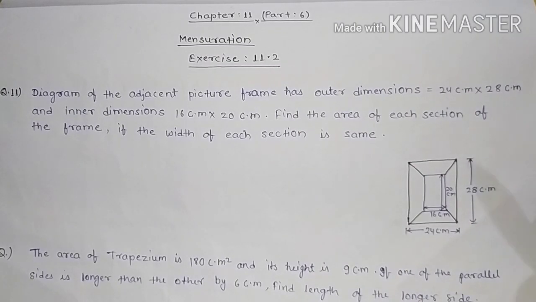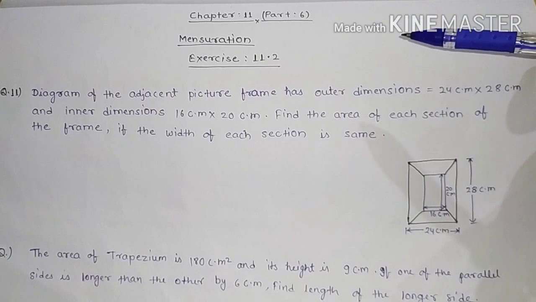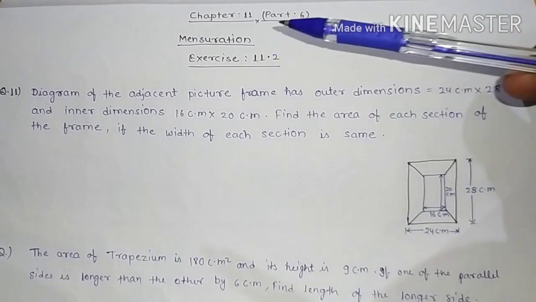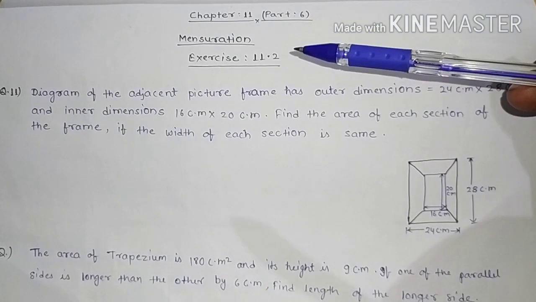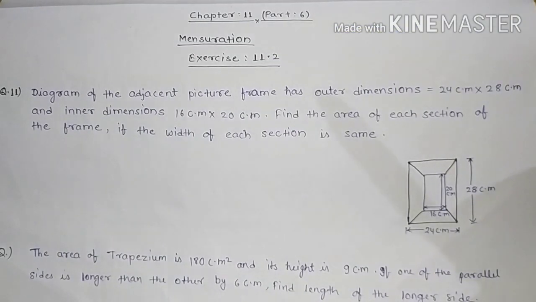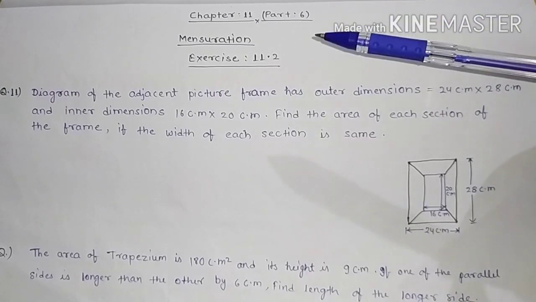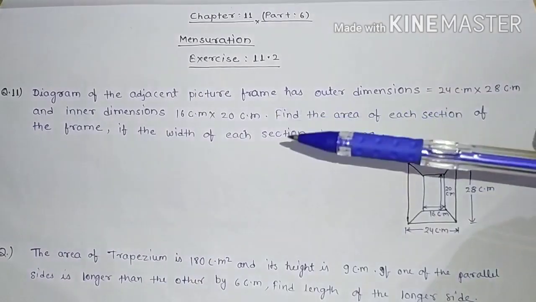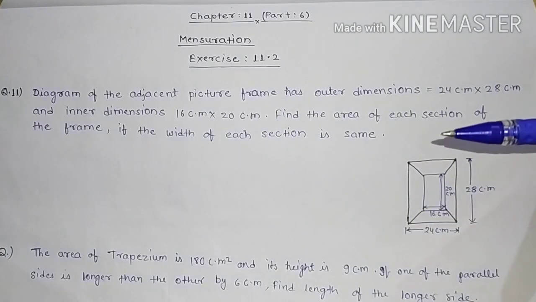Hello everyone. Today we are going to discuss chapter number 11 part 6, that is mensuration. In the previous part we discussed exercise 11.2 up to question number 10. And in this part we are going to discuss question number 11 and some other important questions from R.S. Agrawal.